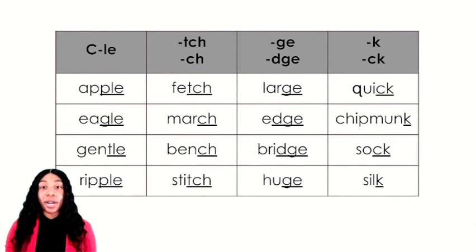Words with the ch sound at the end, spelled CH or TCH. Fetch, march, bench, stitch. Words with the j sound at the end, spelled DGE or GE. Large, edge, bridge, huge. And words with the k sound at the end, spelled K or CK. Quick, chipmunk, sock, silk. Wow, we sure have learned a lot.